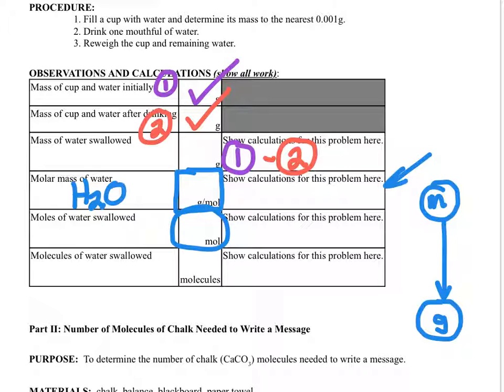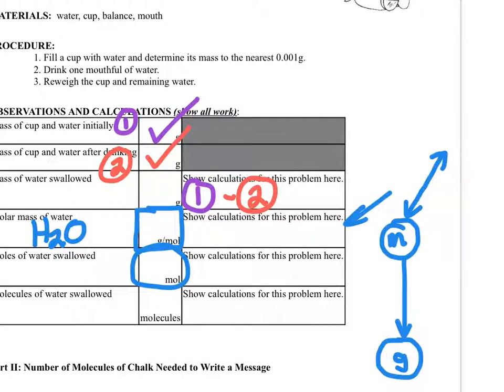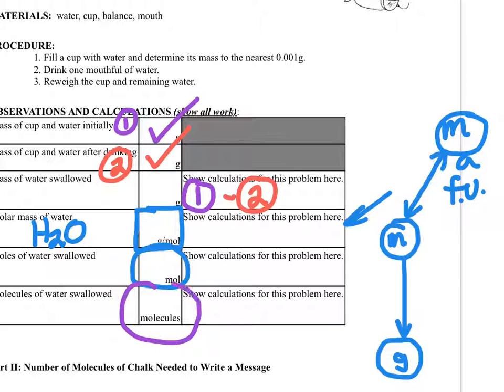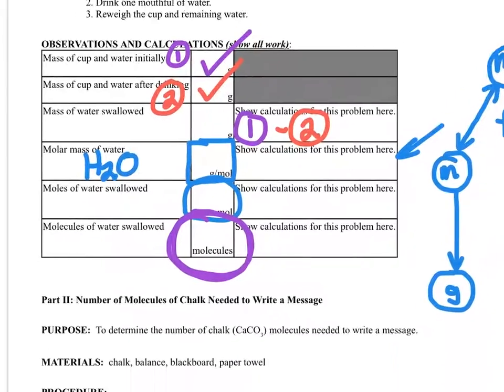And then from moles, you guys will be finding out how many molecules of water you have swallowed. So on our roadmap, we would go from moles to molecules. This can also be atoms or formula units. Okay, use your roadmap here. This is a type of test question that you'll see. So, overall, this answer that you get here is what we're after. This is the final answer that we want to get. Moving on. Part 2. Let's go down here.